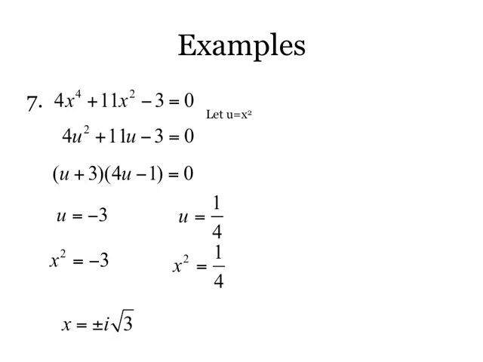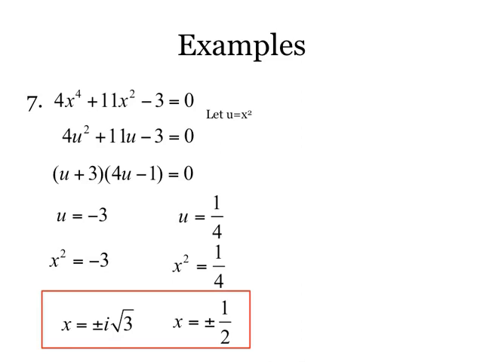So we have x is equal to, well, this was the square root of a negative number, so you end up with an imaginary number. So the negative 1 gets taken out from the square root, becomes i. So this is x equals plus or minus i root 3. And in the second one, take the square root of both sides. We have x is equal to plus or minus 1/2. And those are all 4 of our answers in this problem.